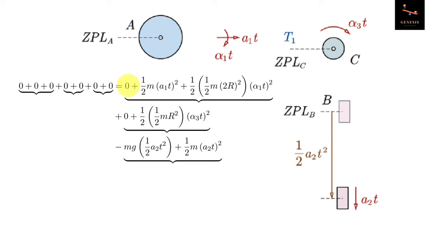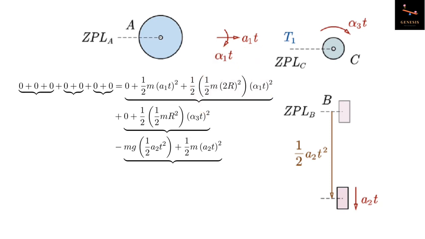The center of A has not changed its height and therefore its potential energy remains zero. That is the first zero. Second term is the translational kinetic energy, half mv square, half m into (a1 t) whole square. Third term is the rotational kinetic energy, half moment of inertia into omega square, half I omega square. So half into moment of inertia of that cylinder, half m into its own radius square, which is 2r given in the question, so (2r) square into omega, which is (alpha 1 t) square.